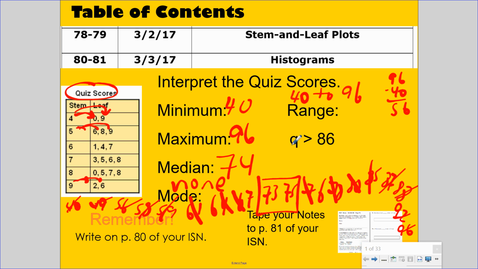And this is what we learned in inequalities. How many quizzes are greater than 86? 1, 2, 3, 4 scores were over, or greater, or more than 86.